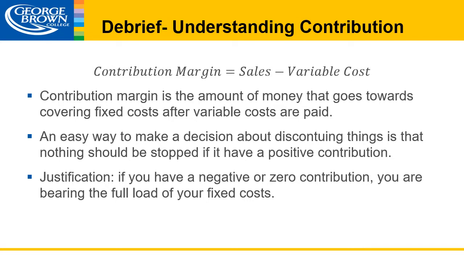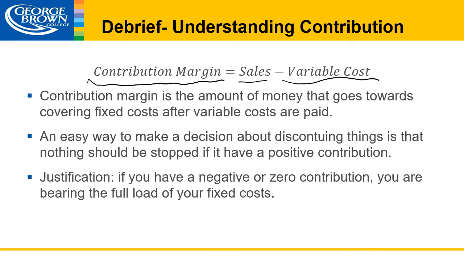All right, just a bit of a debrief here from the previous two examples, which were largely about what we call contribution margin. Contribution margin is a relationship between your sales and your variable cost, but by definition, your contribution margin is the amount of money that goes towards covering your fixed costs and providing you a profit. How we calculate that is our sales minus our variable costs.